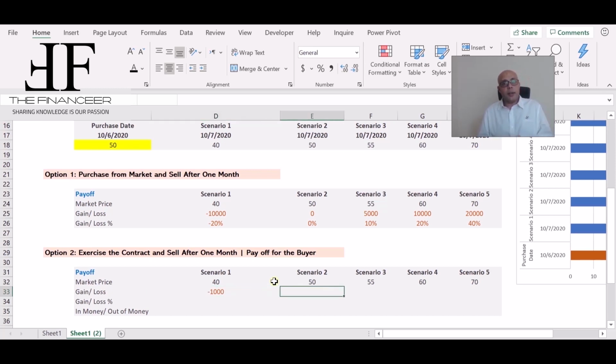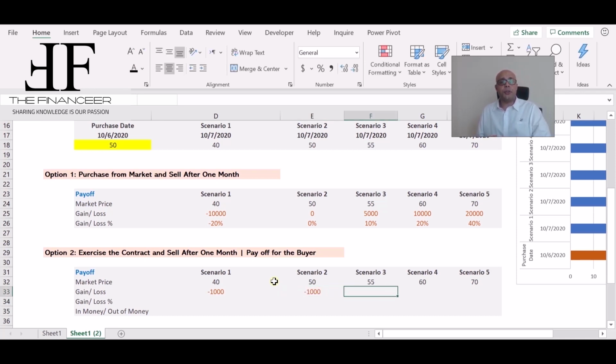Let's take another scenario. If after 1 month the market price was $50 and the strike price is 55, are you going to pay $50 or 55? Definitely, if I would like to purchase this stock, I'm going to pay $50. Again, in this case, you have a loss equal to the initial investment that you paid in the beginning. So my loss is also equal to $1,000.